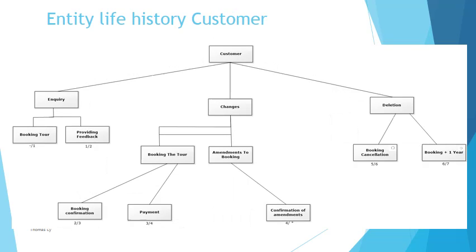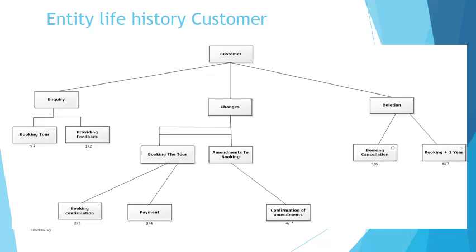This is an entity life history for the customer. As I explained in a previous entity life history, it all has to follow a specific sequence, and it all has different things such as the iteration, the indicators, and also the choices that you can make. With this one, I'll explain step by step how this customer makes an inquiry. The customer makes an inquiry. It could either be between booking a tour or providing feedback.